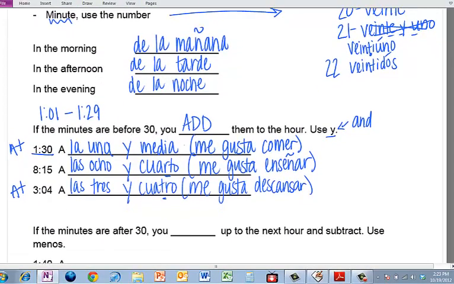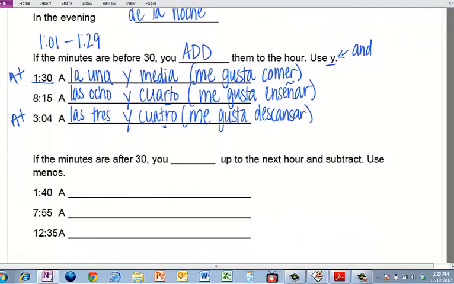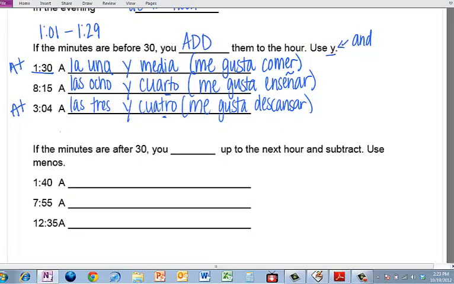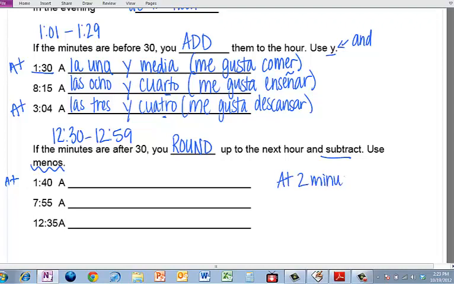So that's when the minutes are 1:01 and 1:29. However, if the minutes are after 30, as in it is 12:30 until 12:59, you round up to the next hour and then you subtract. You use the word menos. So if you take a look at this, we want to say at 1:40. But you're not really saying at 1:40. Technically you're saying at 2 minus 20.